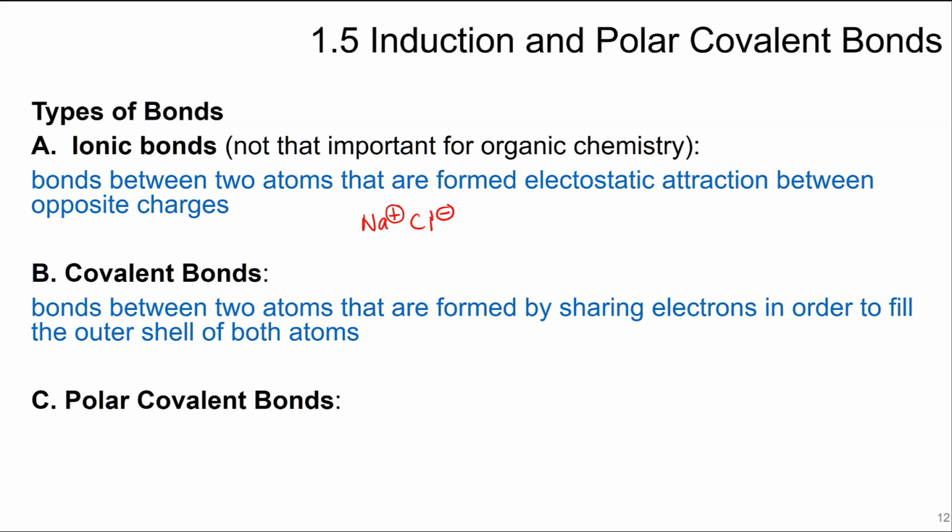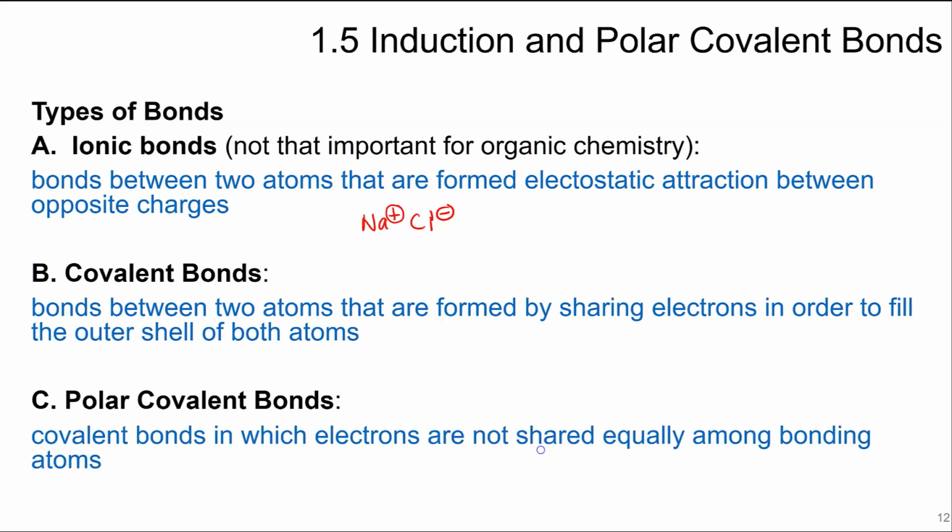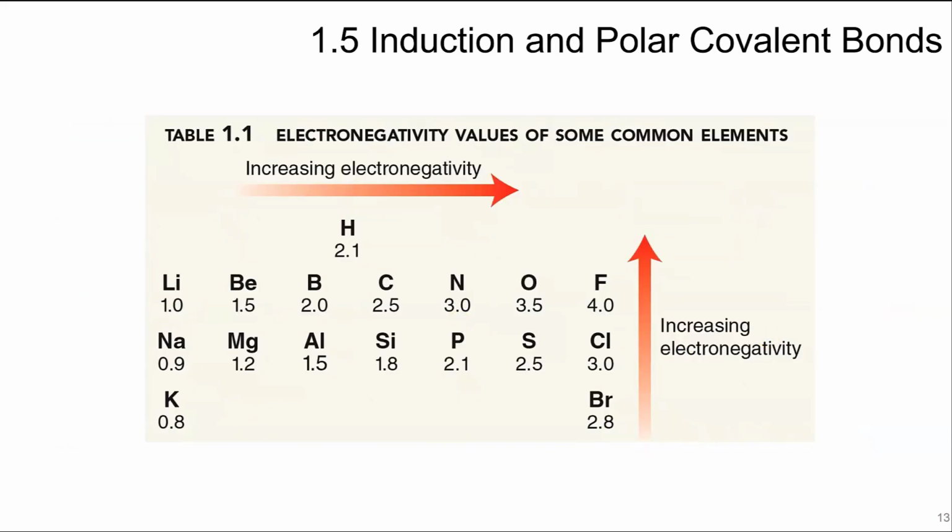And then you can have also a polar covalent bond, which is a covalent bond that happens when electrons are not equally shared between atoms. And this occurs if you have 2 atoms bonded together that have differing electronegativities. So hydrogen is not electronegative, carbon is not that much either. There's a small difference there. But between carbon and fluorine, there's a greater difference.